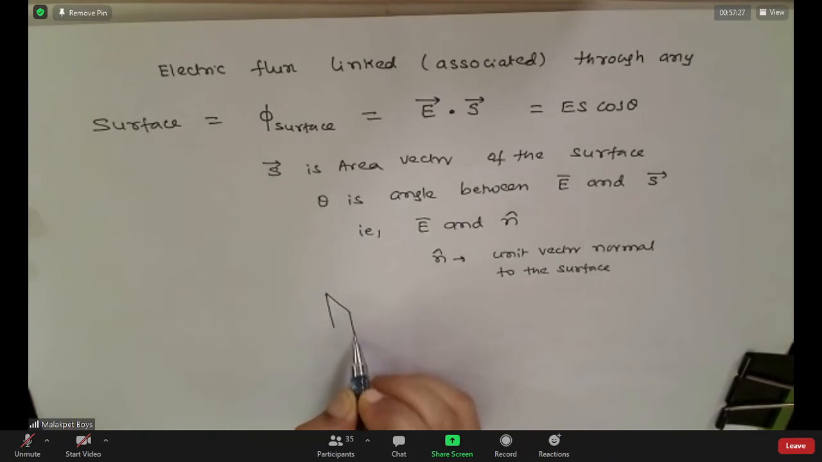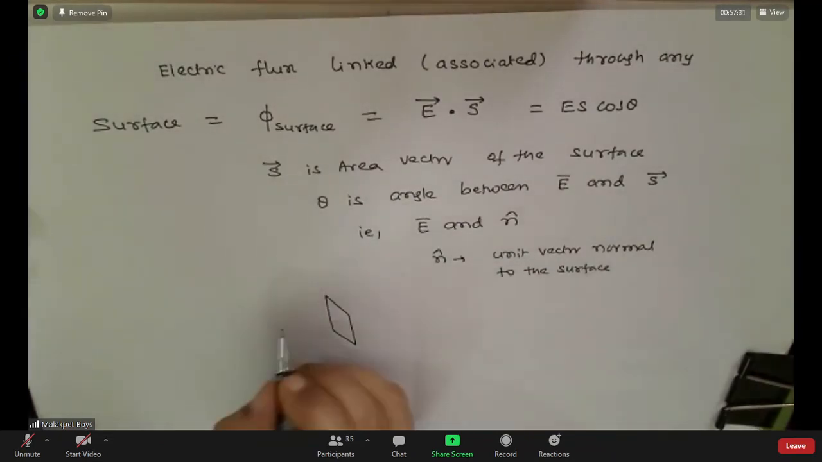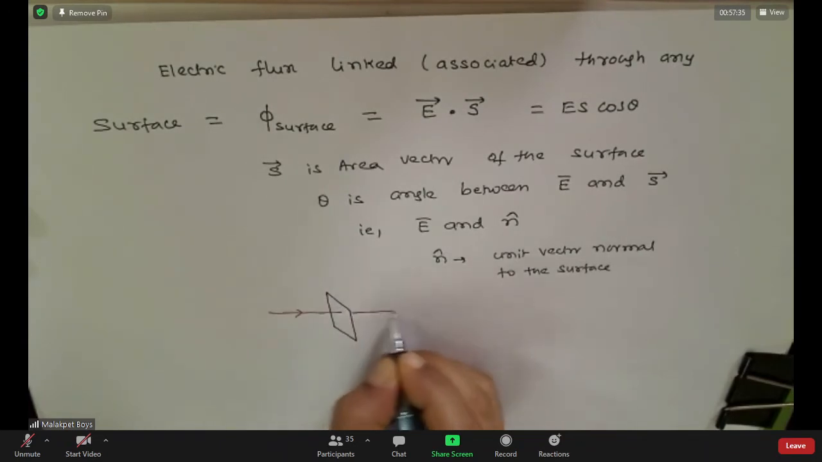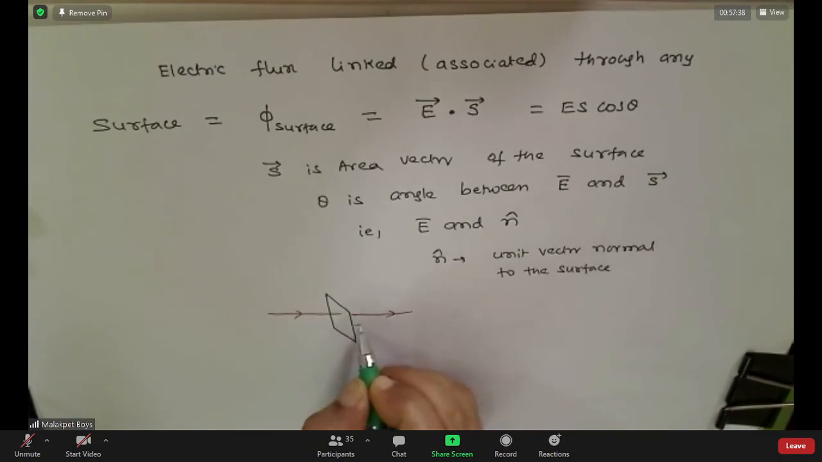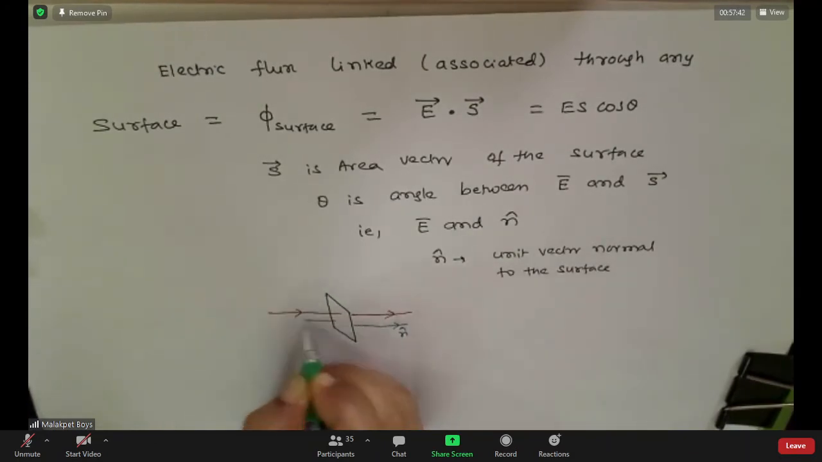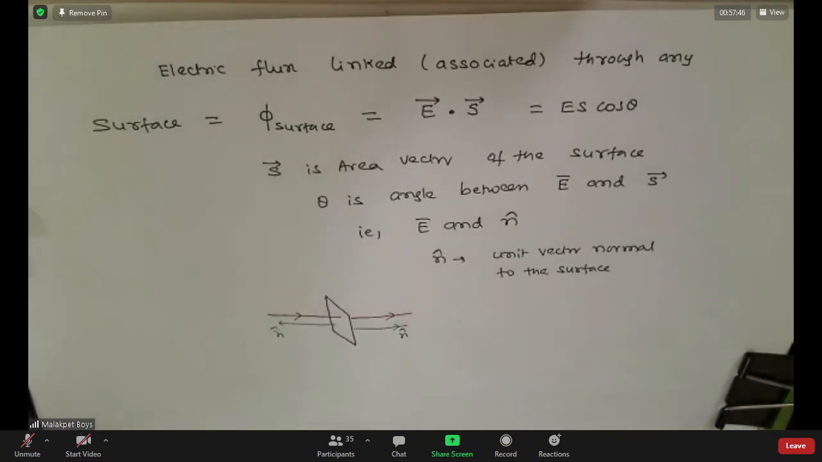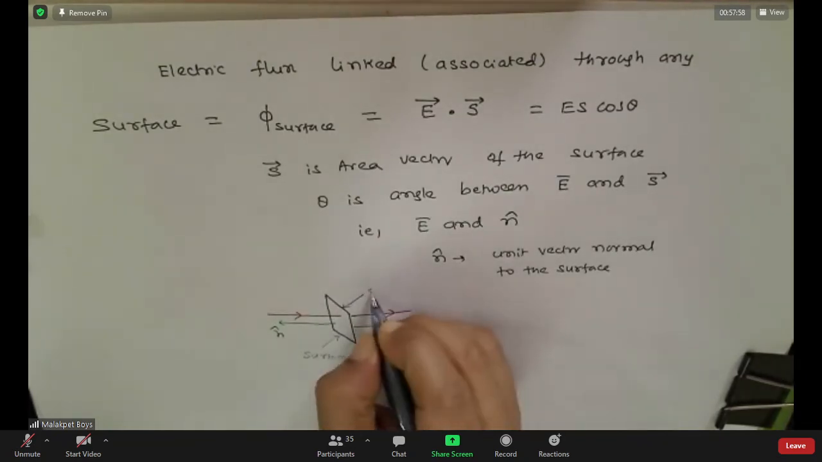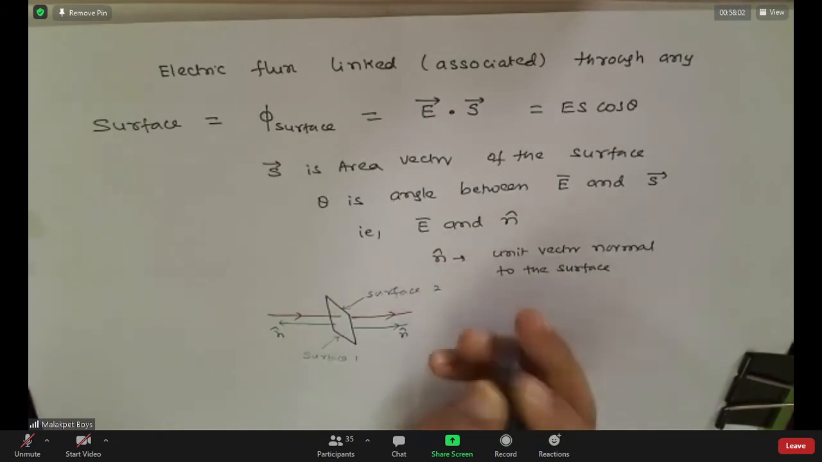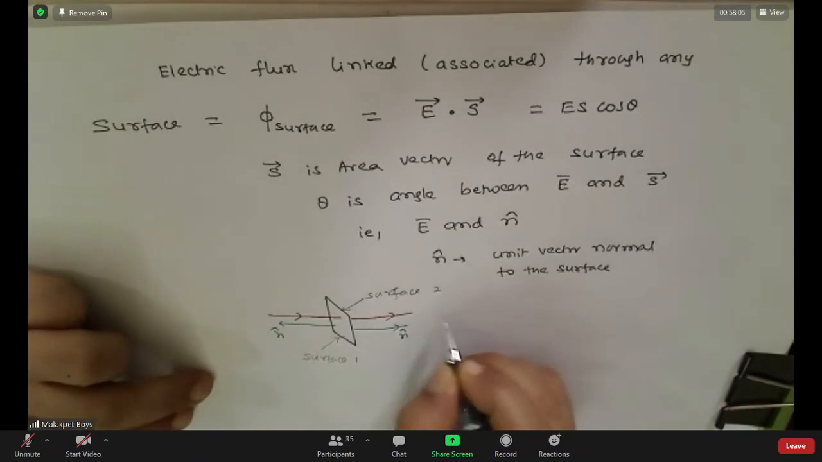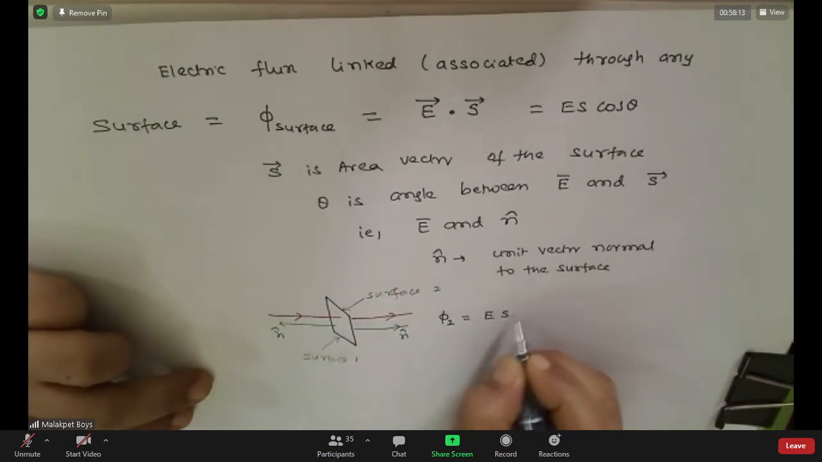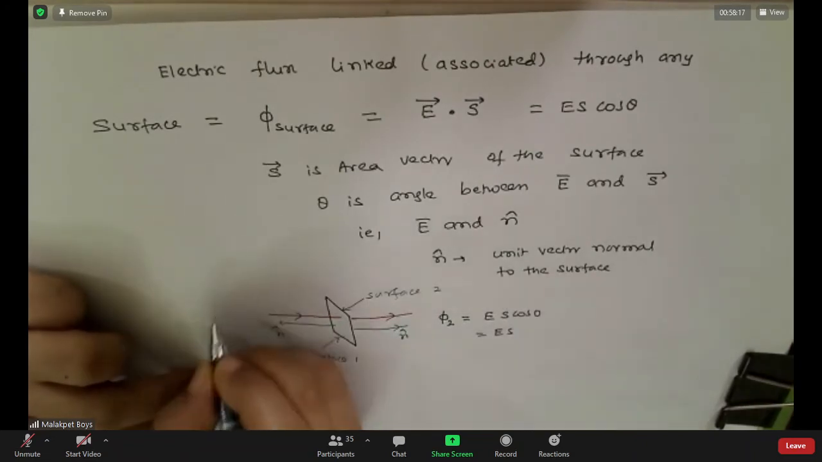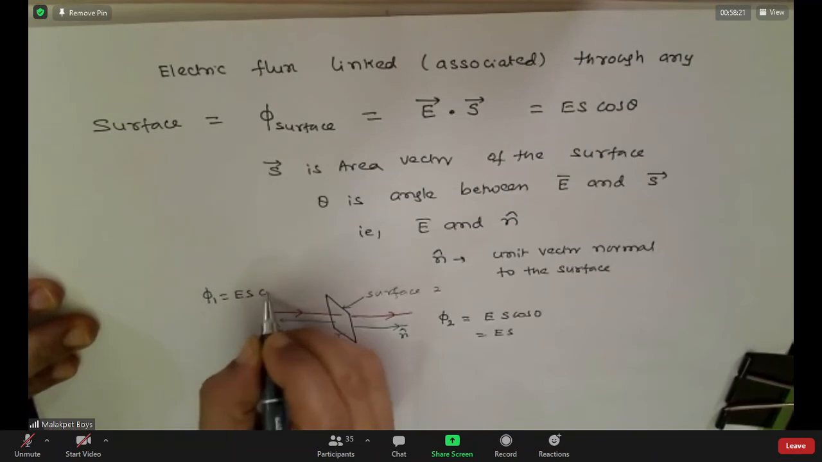Now suppose this is an area, this is the electric field, and this is n cap for this surface. This is surface 1. Now, can you tell the flux on surface 2? Here, what is the flux? Minus ES.